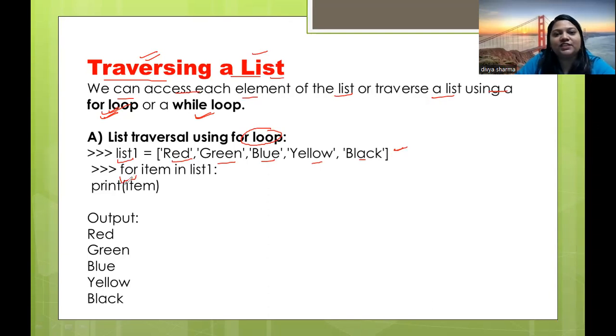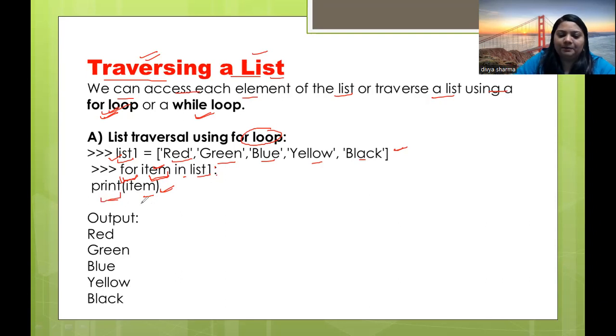for is the keyword which is used for the for loop. For item: in place of item, we can use any other variable also. We can use i, j, k, a, b, c, whatever you want to take. So for is the keyword and item is the user-defined variable: for item in list1, the name of the list is list1, and a colon, then print(item). Print is basically used to display output on the screen. In Python, we use the print function.